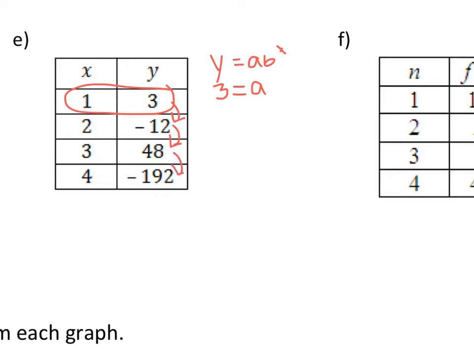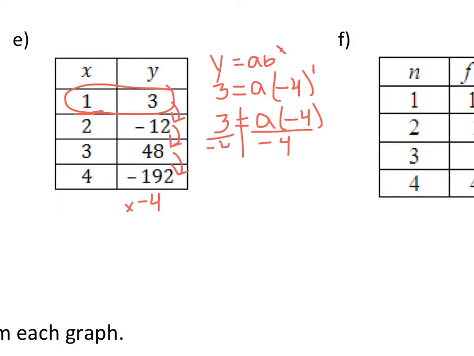What's the pattern here? 3 times what gives you negative 12? Well, that'd be negative 4. And then negative 12 times negative 4 is positive 48, so that works. So our b value is negative 4, and our x value is 1. 3 equals a. Negative 4 to the first power is still negative 4.